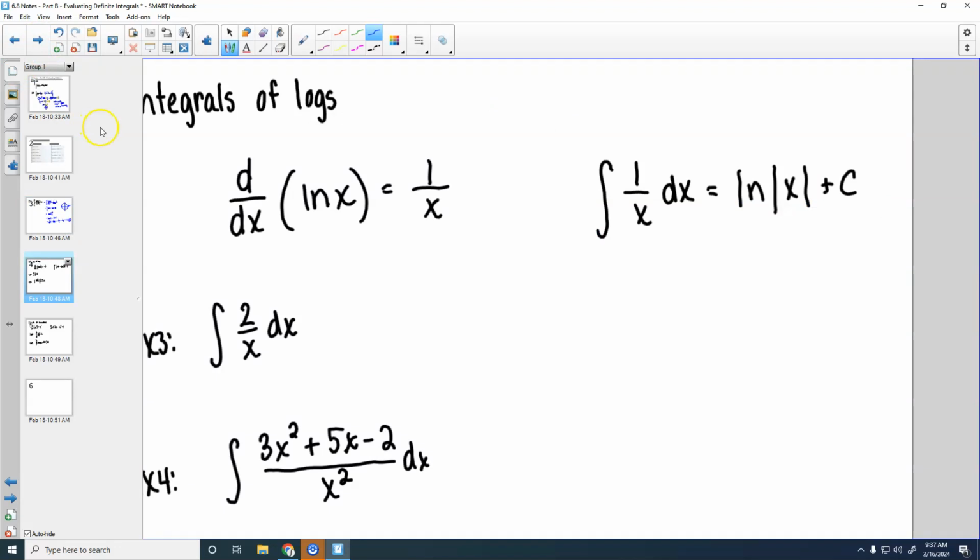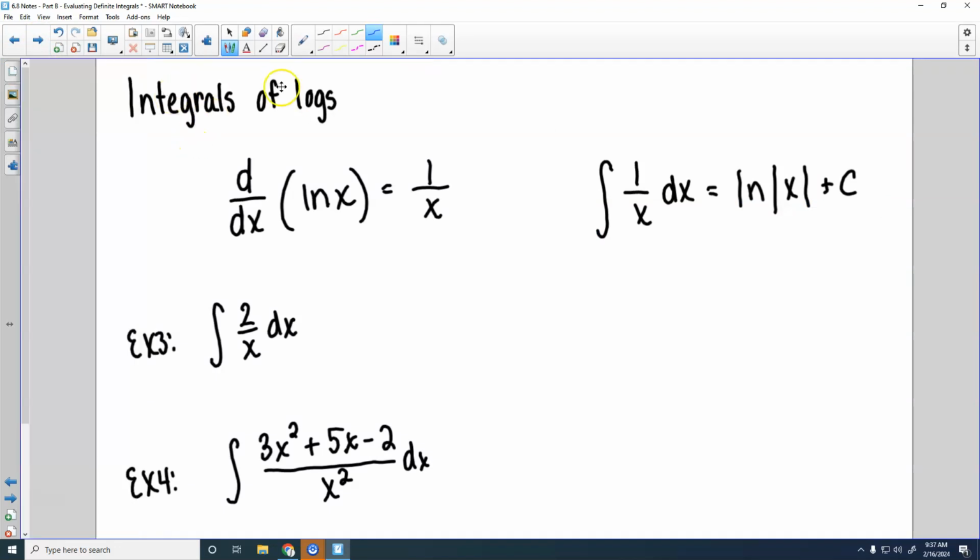All right. Okay, let's look at logs here. If we take the derivative of natural log, we get 1 over x. So if we integrate 1 over x, we get natural log of the absolute value of x. Now, this is tricky because when you're trying to integrate 1 over x, it looks like you should just use negative exponents, right? But let me show you. You don't have to write this down. Let's think about example 3.